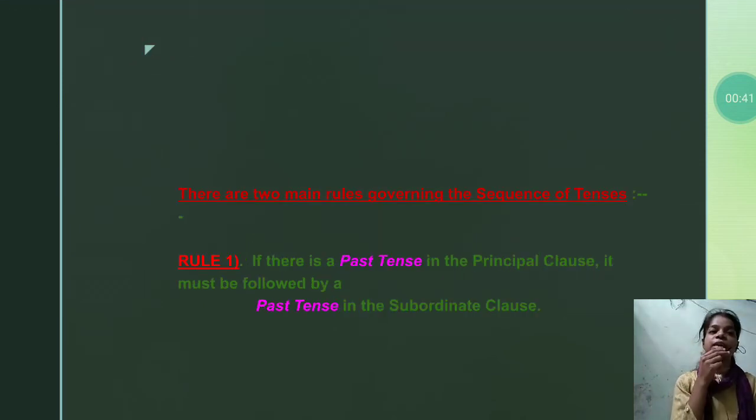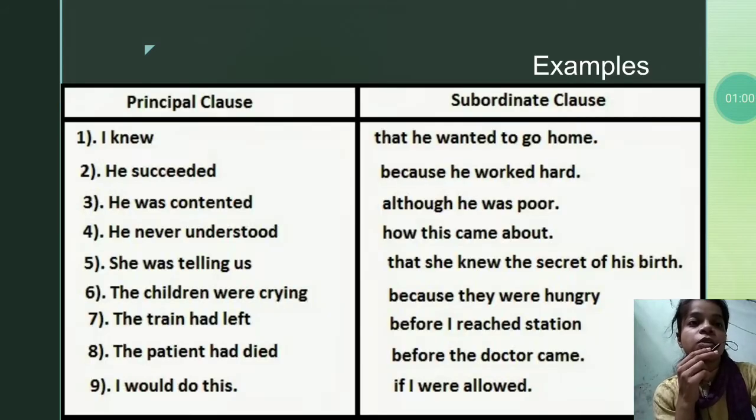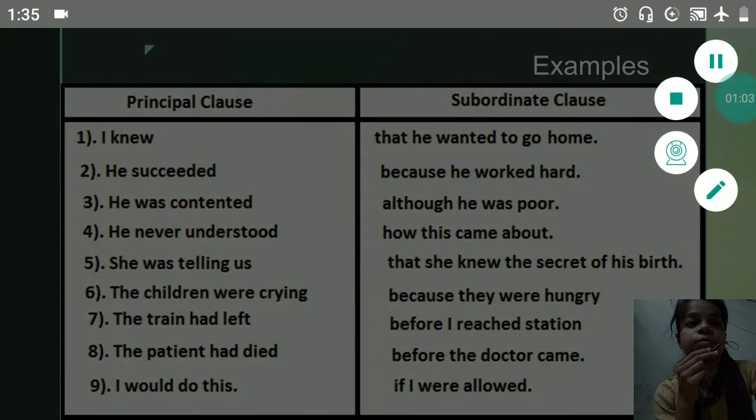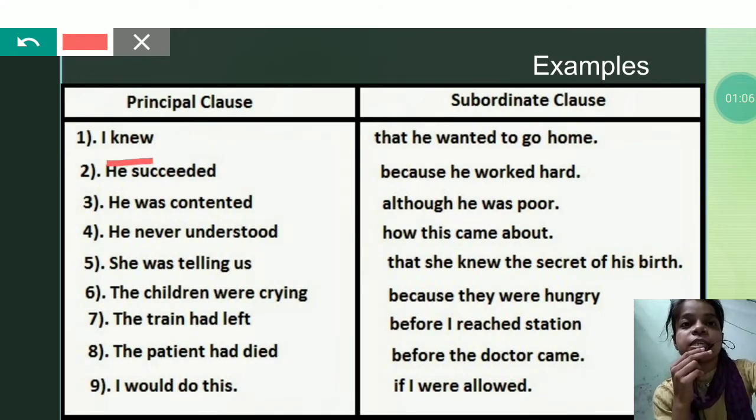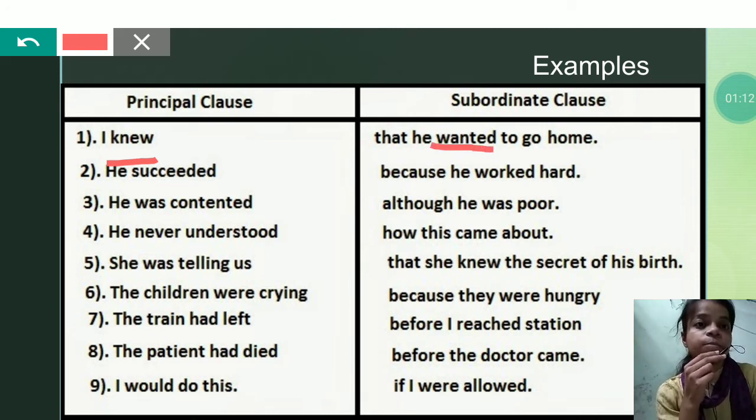Now there are two main rules for forming any sentence according to sequence of tenses. First rule is that in both the clauses there will be past tense. If there is a past tense in the principal clause, it must be followed by a past tense in the subordinate clause. For example, I knew that he wanted to go. Here knew is in past tense, and wanted is also in past tense. That means in both the clauses we are using past tense.